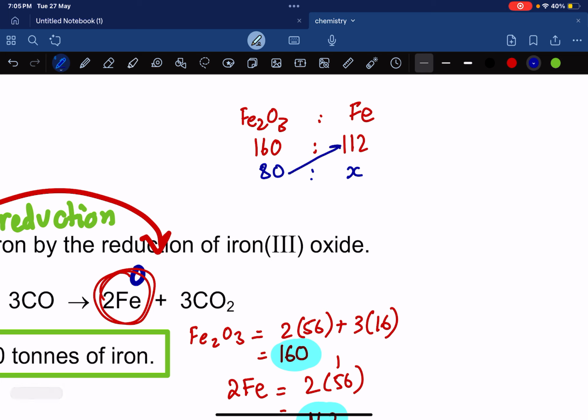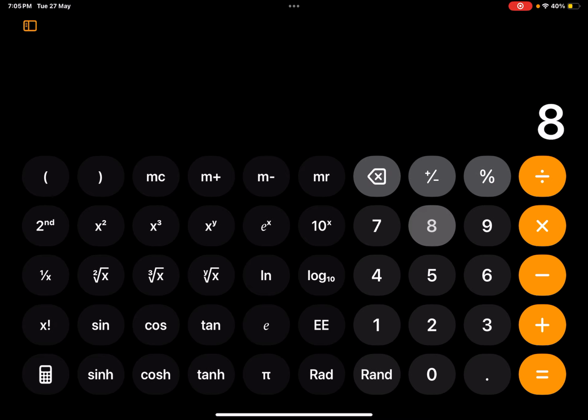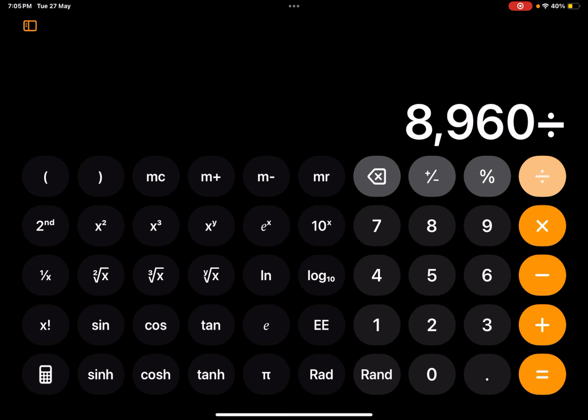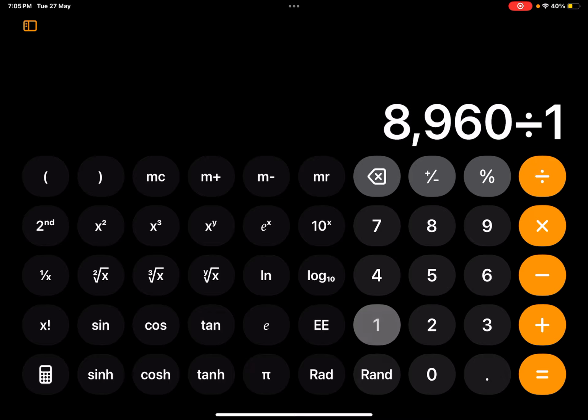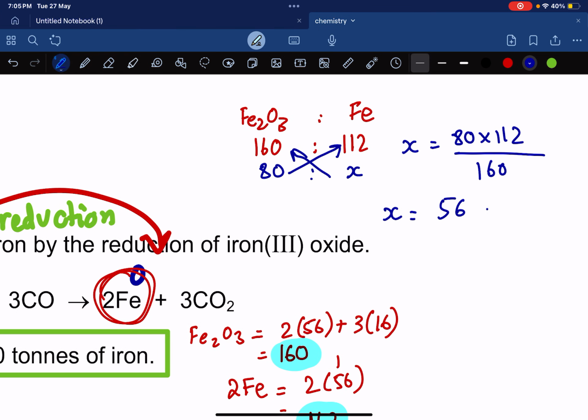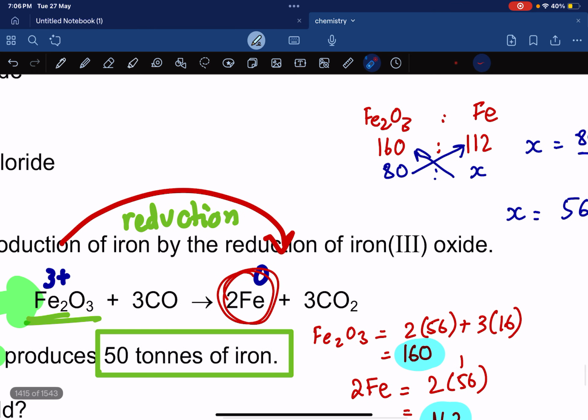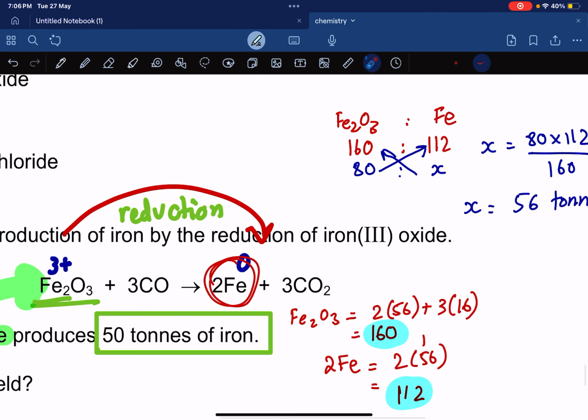It's simply going to be like this. X will be equal to 80 times 112 divided by 160, and that's going to be 56. So in reality, I should get 56 tons. Because we are doing everything in tons, we have to write tons over here. I should get 56 tons, but unfortunately, I only got 50 tons, so that's unfair. 6 tons are being lost over here.